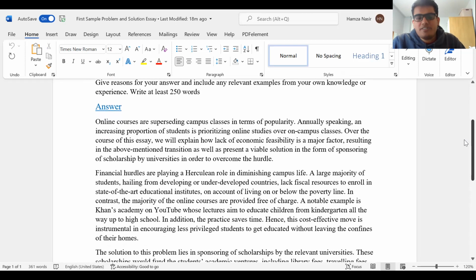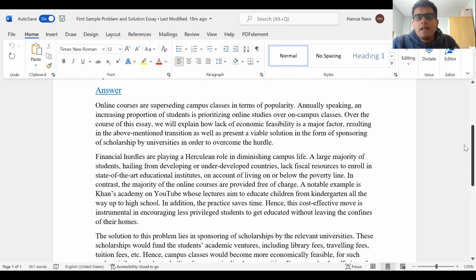Online courses are superseding campus classes in terms of popularity. Annually speaking, an increasing proportion of students is prioritizing online studies over on-campus classes. Over the course of this essay, we will explain how lack of economic feasibility is a major factor resulting in the above-mentioned transition, as well as present a viable solution in the form of sponsoring of scholarships by universities in order to overcome the hurdle.